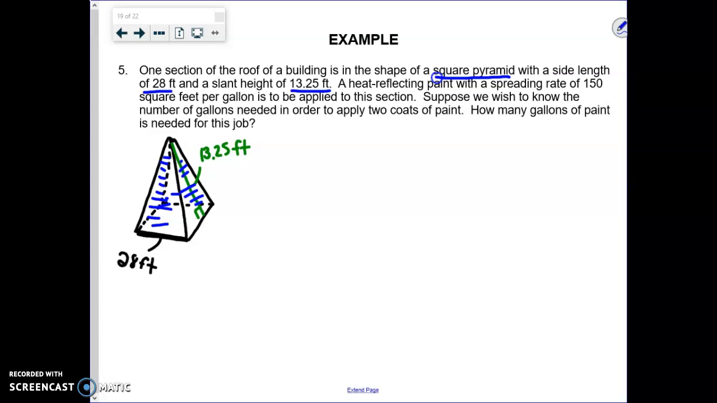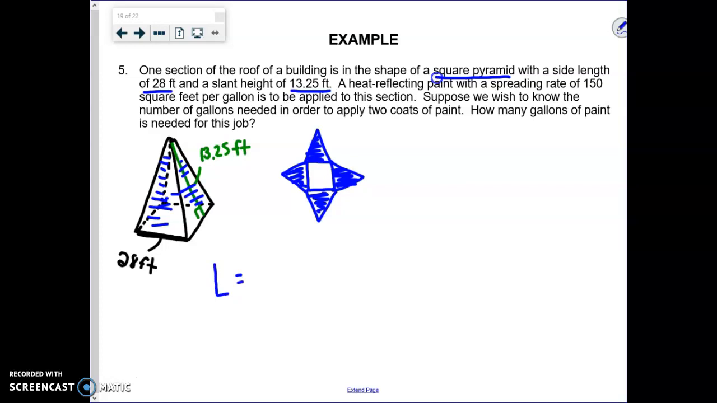So if I just make a quick sketch of this, and you could make a sketch of the net if you want to, this is what we're painting. We're painting this, this, this, and this side, these 4 triangles. We're not painting the base. So in essence, what that's telling us is we need to find the lateral area.